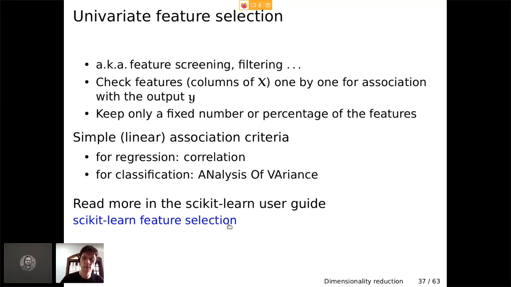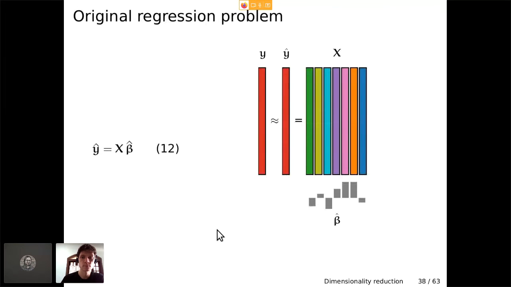And you have many different kinds of strategies to decide if there is likely to be an association between that column of x and y, and all of them are implemented in scikit-learn, and more information is in the scikit-learn user guide. So again, I look at these columns of x one by one, compare them to y, and decide which are the most promising, and I will keep only those.